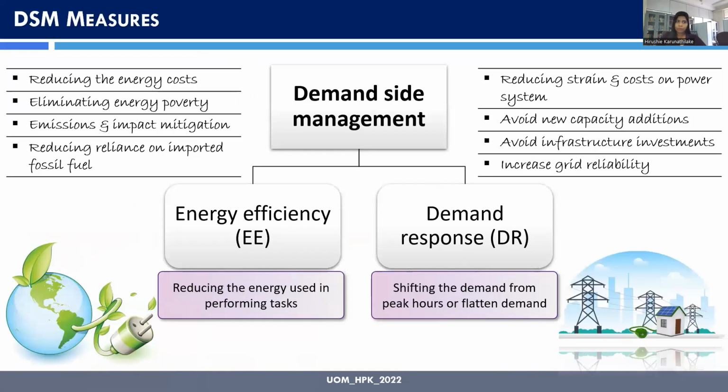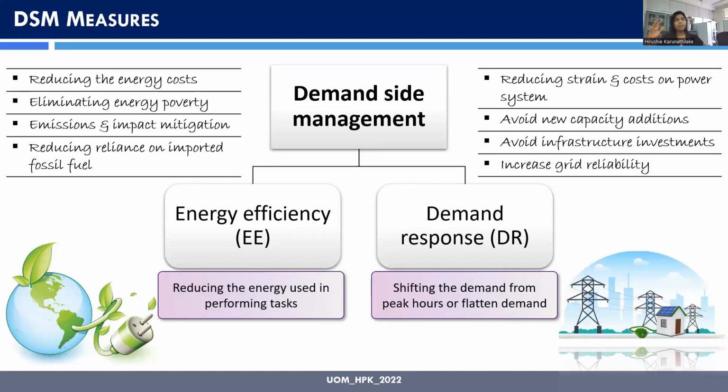So what are some of the key demand-side management measures that you see in the building sector? One is energy efficiency, and the other one is demand response. Energy efficiency is essentially about reducing the amount of energy that we use in performing some tasks. And demand response is about shifting the demand away from the peak hours or trying to flatten the demand. So by doing energy efficiency interventions, we try to reduce the energy costs by reducing the amount of energy used in doing something. For example, in heating water or cooling the space that we live in, we try to improve the efficiency and reduce the demand.